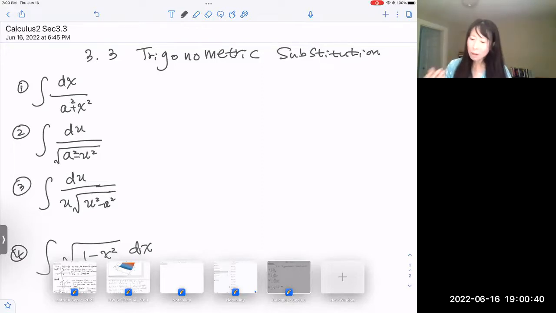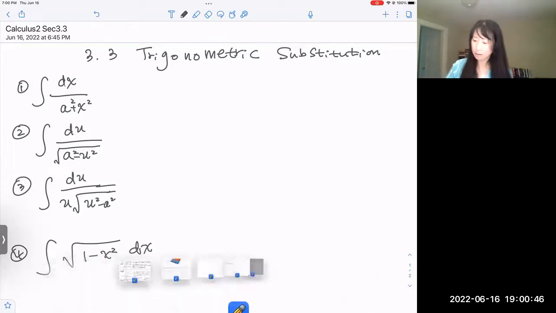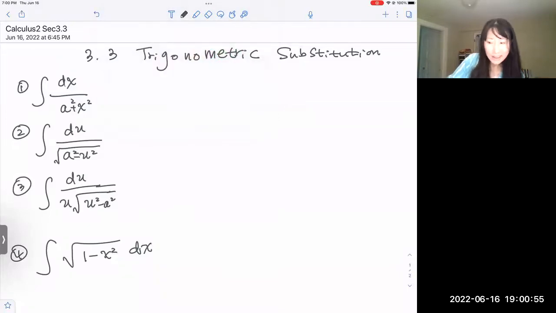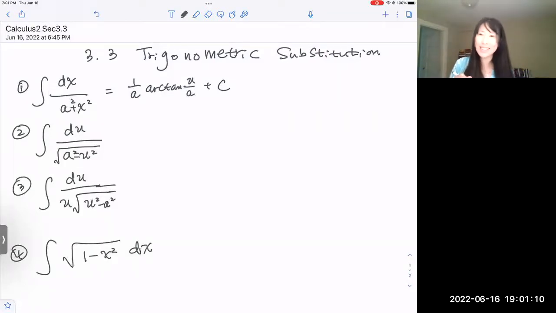Okay, number one, can we integrate this one? We can take the u from here. This one is 1 over a arctangent of u over a plus c. Okay, second one, can we integrate this one? In this case, it's x, because they don't use the u, right? So this is x over a, right?